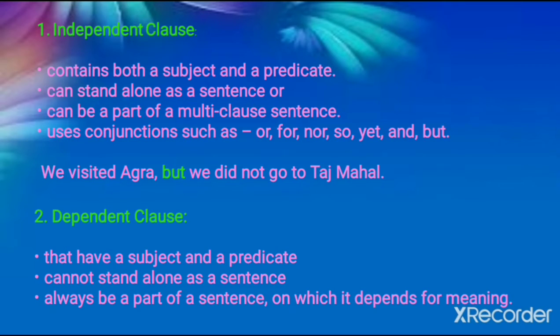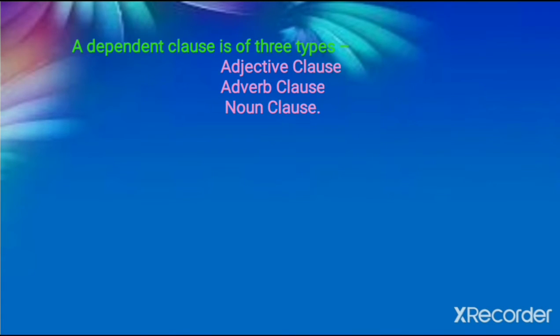Dependent clause. A dependent clause is a clause that has a subject and a predicate, but cannot stand alone as a sentence, and is always a part of a sentence on which it depends for meaning. A dependent clause is of three types. They are adjective clause, adverb clause, and noun clause.